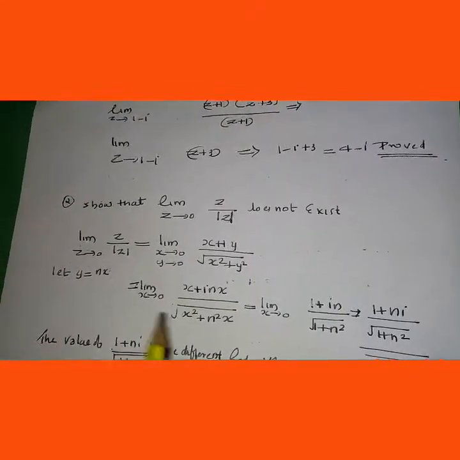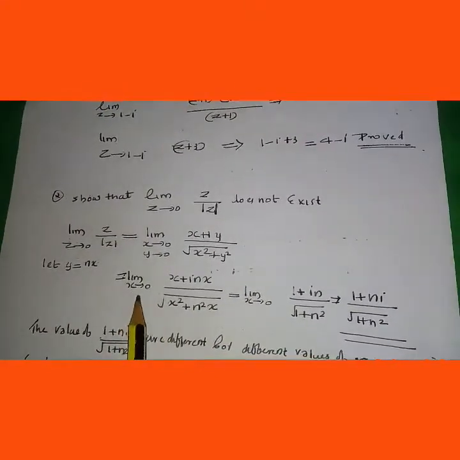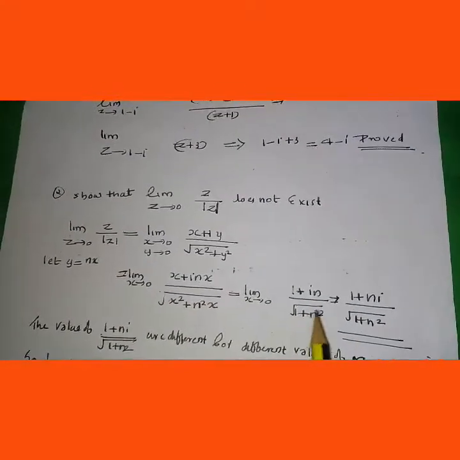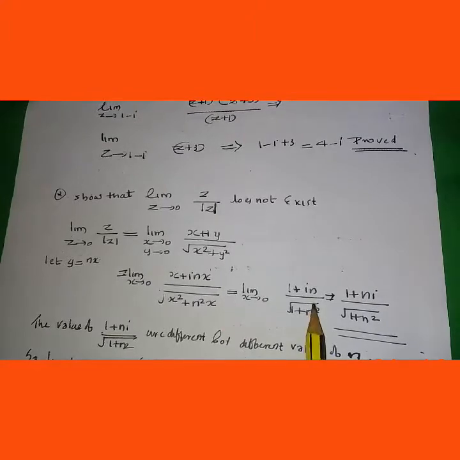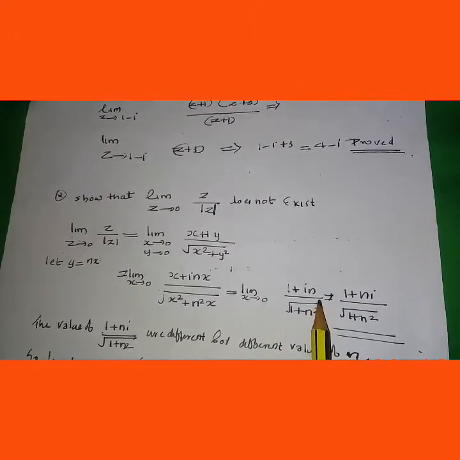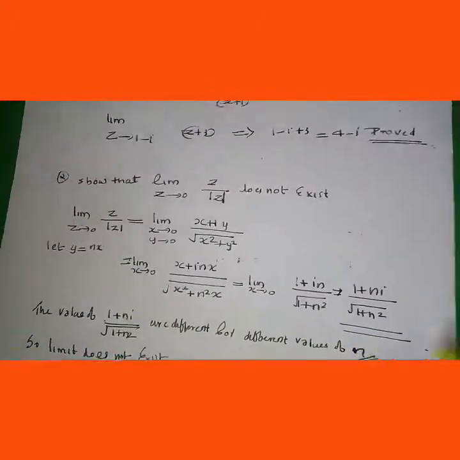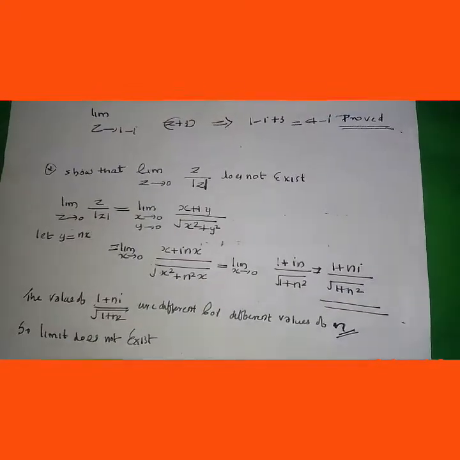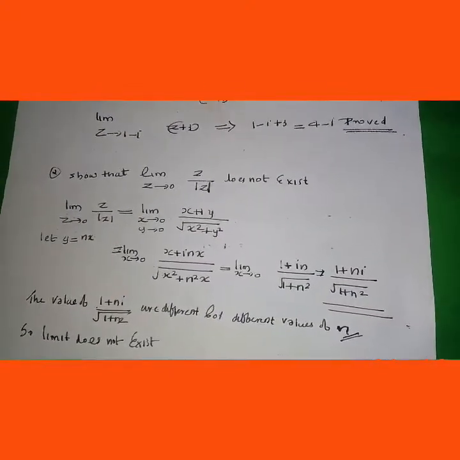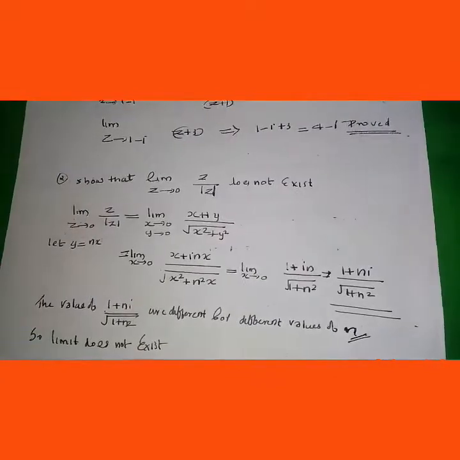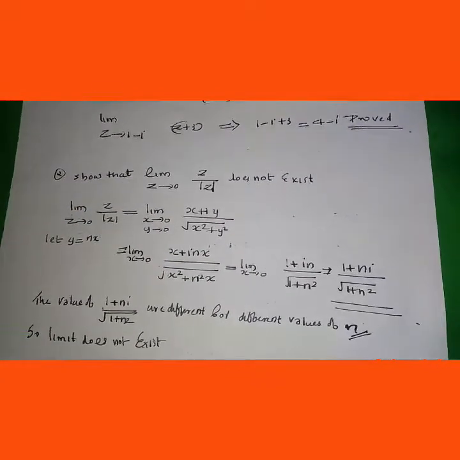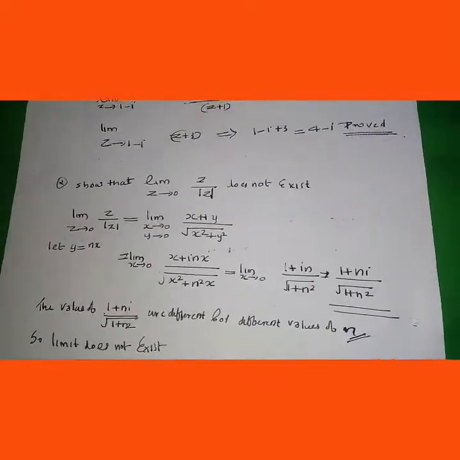We can consider that. So we substitute y is equal to nx and we can check: let x tend to 0, the function we get, that is when x tends to 0, is (1 plus in) divided by under root (1 plus n square). Okay, so we get the answer as a varying function, because if n varies the limit also changes. So the limit does not get a fixed value, so the limit does not exist.